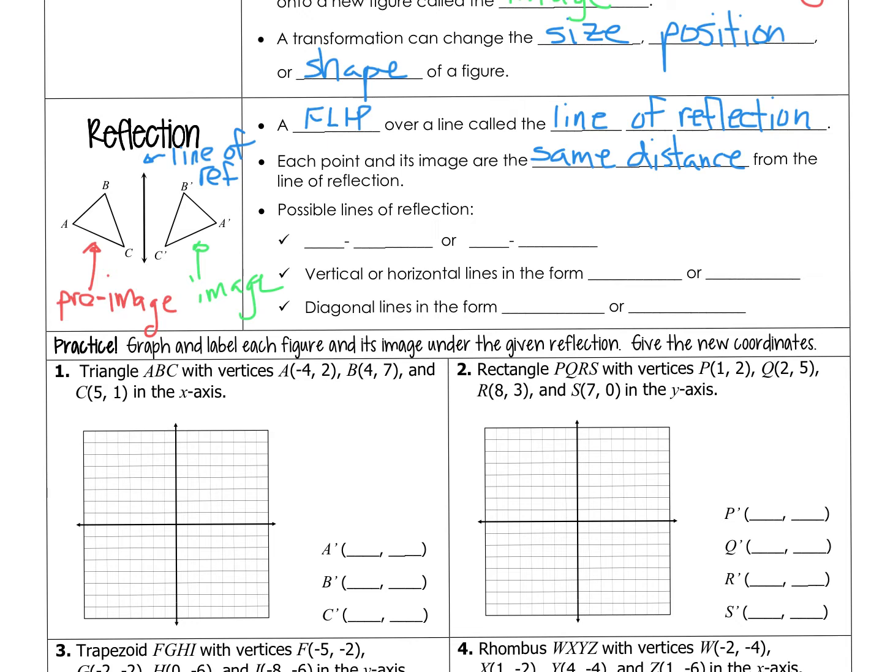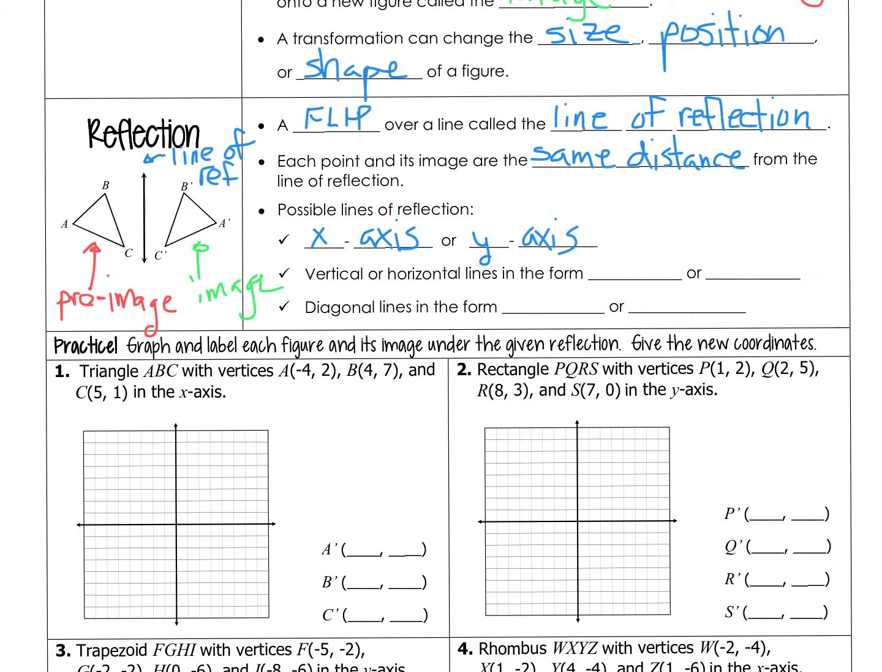So some possible lines of reflection could be the x-axis. And then the x-axis, just to remind you, is this right here. It goes in this direction, right? And so it's a horizontal line. Or it could be the y-axis. So the y-axis is right here. It's that vertical line.